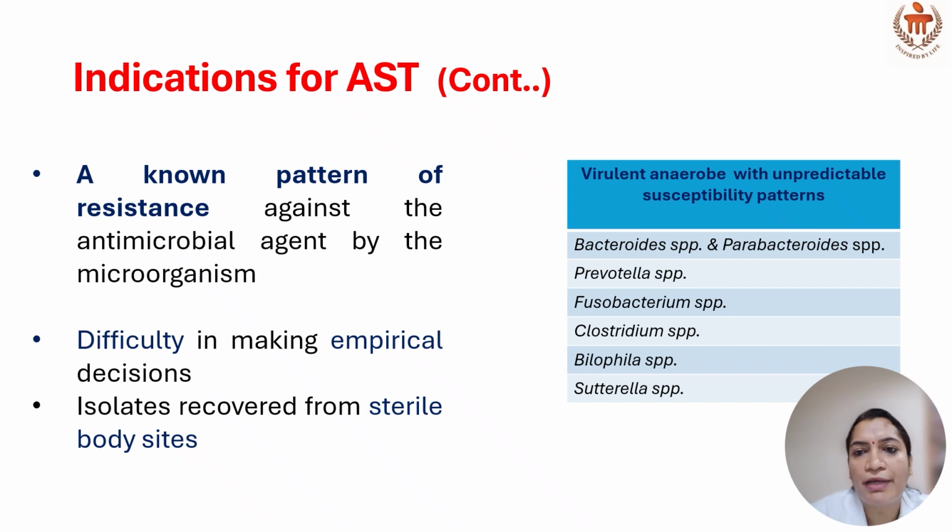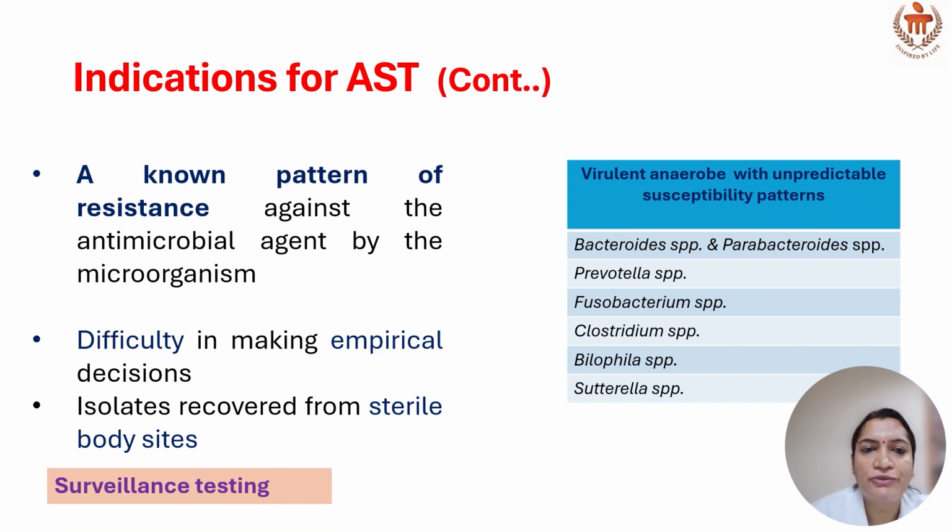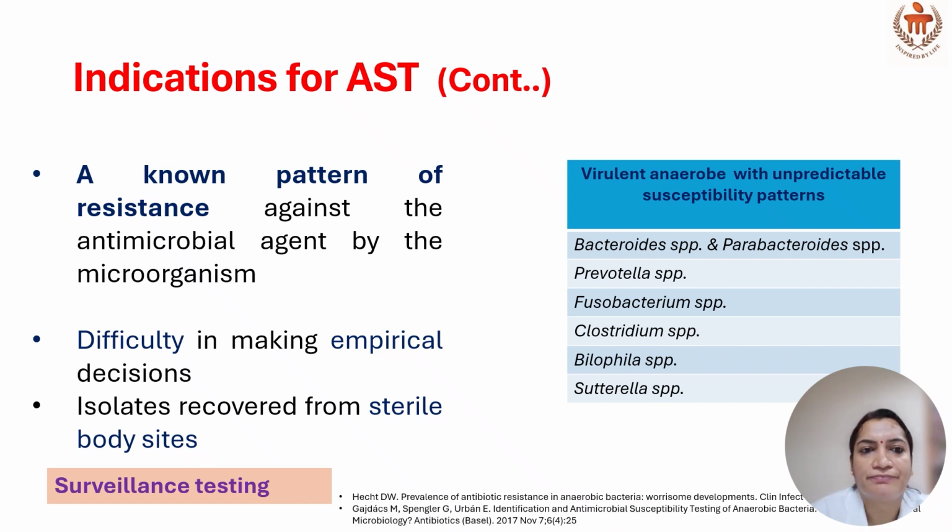Sometimes we do come across virulent anaerobes with unpredictable susceptibility patterns. If you are isolating Bacteroides, Parabacteroides species, Prevotella species or Fusobacterium in culture, it is always better to do the AST for those isolates. And also the AST can be done as a part of surveillance testing.